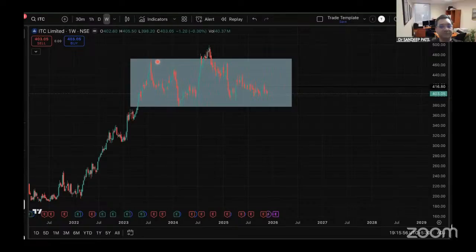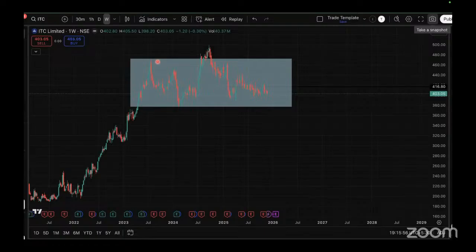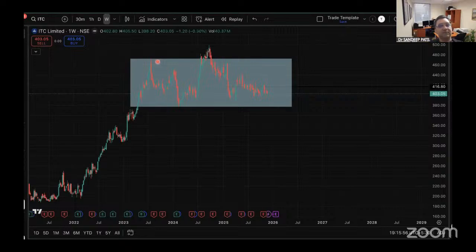This whole rectangle shows three waves, right? This is one, two, three. That means it is a corrective wave. Again, this is one, two, and three, a corrective wave. Again, one, two, and three, a corrective wave.